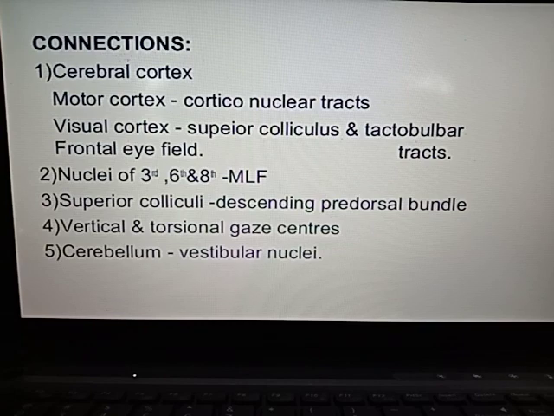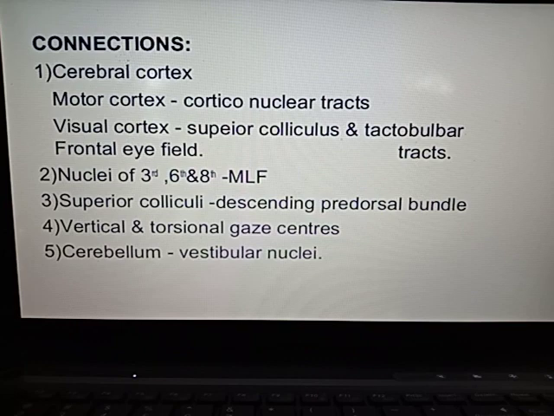Then come to the connections of this nerve. It has some cerebral cortex connection, the motor cortex through the corticonuclear tract, and the facial cortex, the superior colliculus and the tectobulbar tract, and the frontal eye field. It is also connected with the nuclei of the 3rd, 6th, and 8th nerves, and the superior colliculi, descending predorsal bundle, vertical and horizontal gaze centers, and cerebellum and vestibular nuclei. It also has some connection with the oculomotor nerve in the cavernous sinus and the superior orbital fissure. It is also connected with the lacrimal nerve.